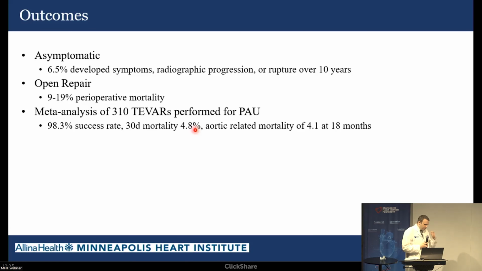When comparing the operative mortality for some of these procedures, as we mentioned, they tend to be pretty comorbid patients, typically older patients, and open repair has a pretty wide range, but a 9 to 20% perioperative mortality. With the advent of TEVAR devices, we're expected to see a lower mortality, which we are seeing, and a pretty good technical success rate. In terms of just treating PAUs, it's uncommon, so we don't have a lot of data just for PAUs, but more in general aortic disease.